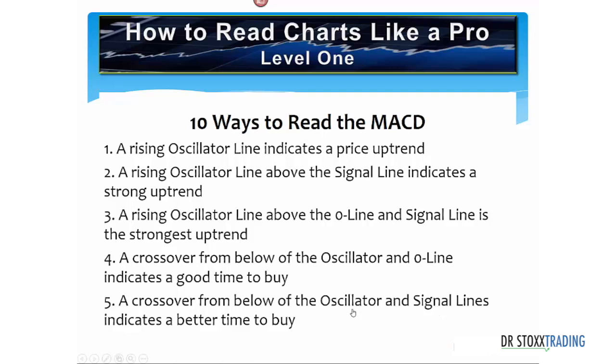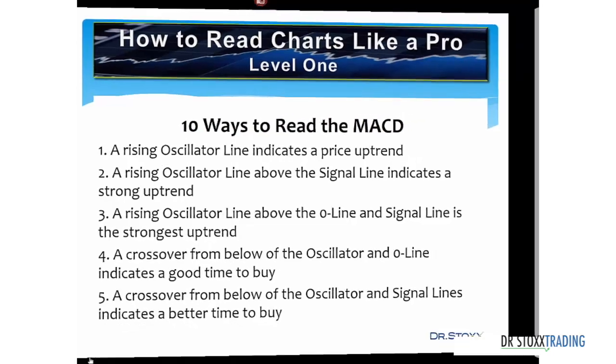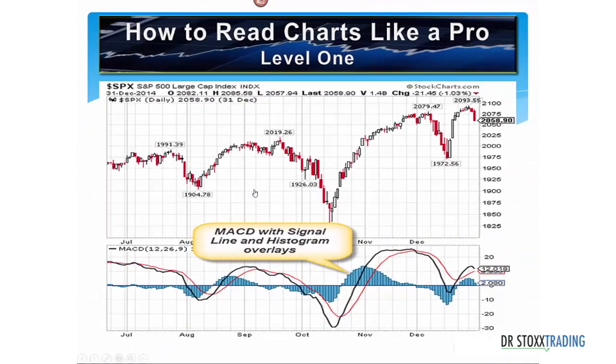Sometimes the oscillator crosses over the signal line before it crosses the zero line, and that's also a good time to buy. So this signal is better, stronger than this one, because this tends to be a little more responsive to current price action. This is more of a general bullishness, general bearishness. This is more of a precise entry into the stock. And then our other 5 ways of reading the MACD are just the flip side of that, but let's look at these first 5.